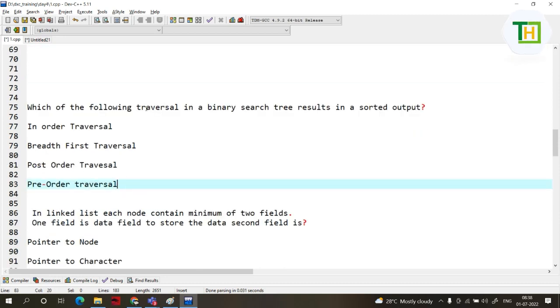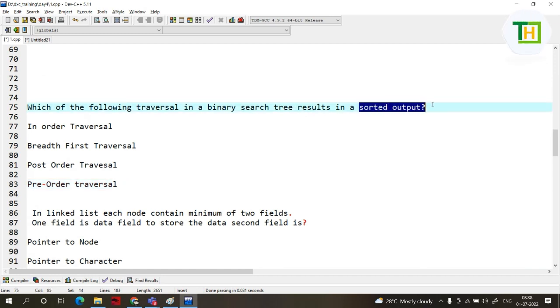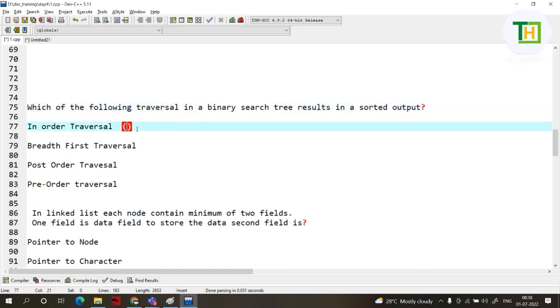Which of the following traversal techniques in a binary search tree results in sorted output? If you know binary search trees, the answer is always Inorder Traversal. No doubt about that. Why is it Inorder Traversal? I'm going to explain it to you. I will show you.